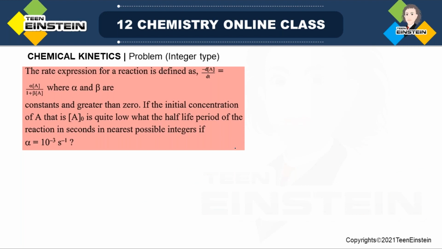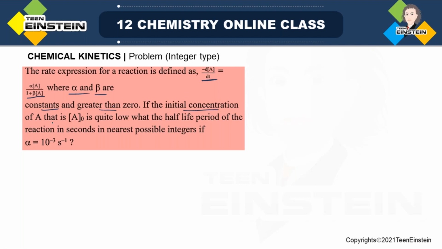Again, an integer type of question. The rate expression for a reaction is given as minus dA/dt equal to alpha into concentration of A divided by 1 plus beta into concentration of A. Now alpha and beta, what is this? It is constant. And it is also mentioned greater than 0. That means these two values are positive.